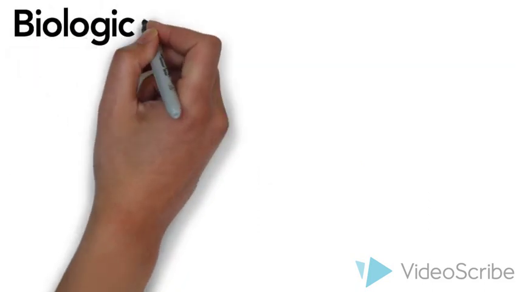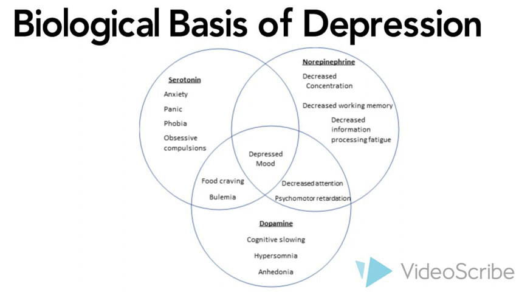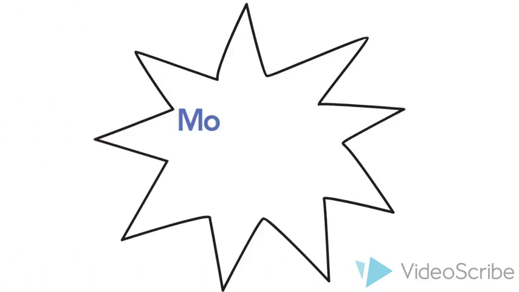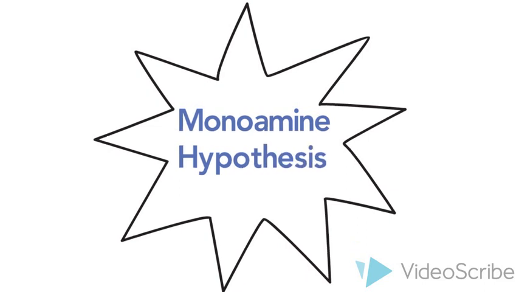So what is the biology behind depression? Well, there are three main neurotransmitters involved. These include serotonin, norepinephrine, and dopamine. From this diagram, it shows the effects that each neurotransmitter causes. It is evident that all three neurotransmitters have a common cause of having a depressed mood. There are many theories regarding the causes of depression, but the main theory is the monoamine hypothesis.